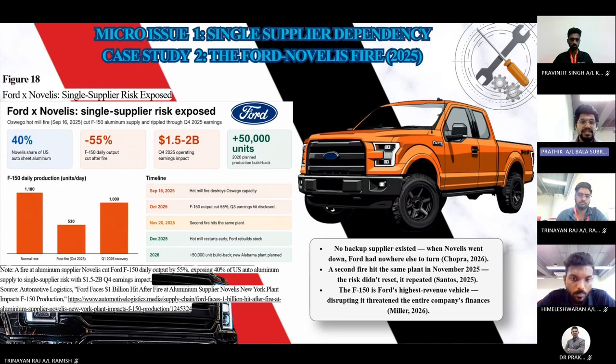And although production later recovered with over 50,000 units planned for 2026, a second fire at the same plant in November 2025 showed that the risk remained. This case proves that without a backup supplier, one disruption can seriously affect production, revenue, and the company's overall performance.